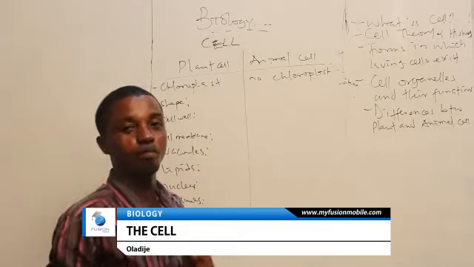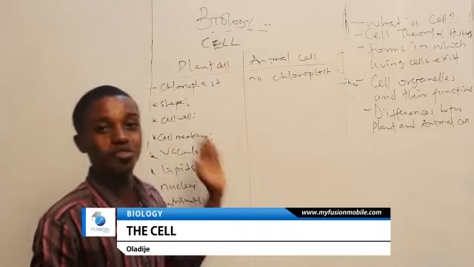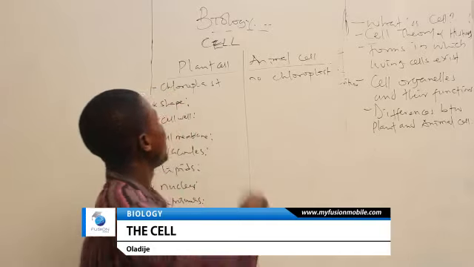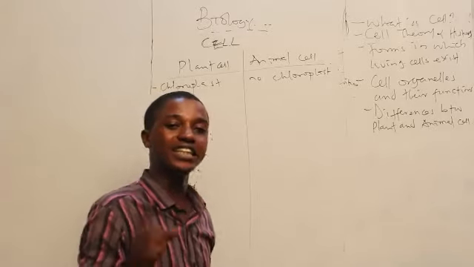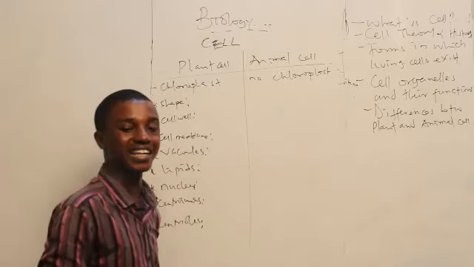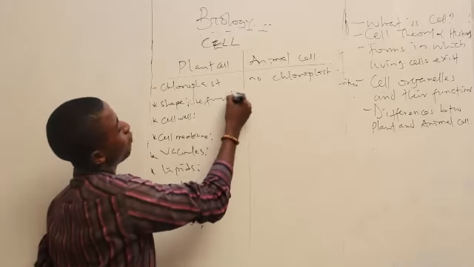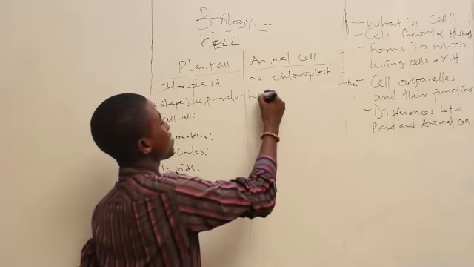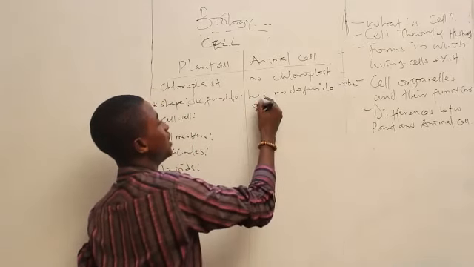Now plant cell has chloroplast, animal cell does not have chloroplast. By implication, plant cell undergoes photosynthesis, while animal cell does not undergo photosynthesis. Still on it, plant cells can manufacture their food by themselves, while animal cell depends directly or indirectly on plants for food. Now what are the shapes of plant cell and animal cell? The shape of plant cell is definite. It has a fixed shape. While animal cell has no definite shape.